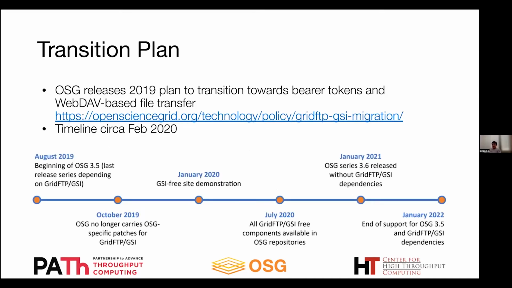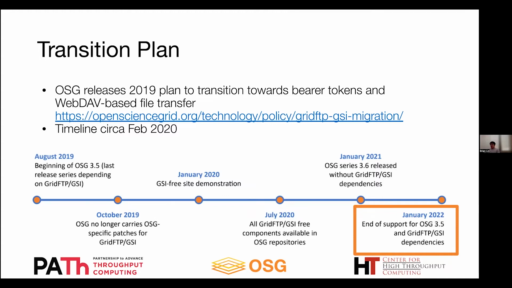So in 2019, we developed a transition plan to transition from GSI and Grid FTP towards bearer tokens and WebDAV-based file transfer. You can see the details in this link here. And this is what the timeline looked like around February 2020, which is the last time I traveled for work. And we presented this at an RSHEP review for the NSF. And so you'll see here that this spans over 3 years, and we are in the home stretch.